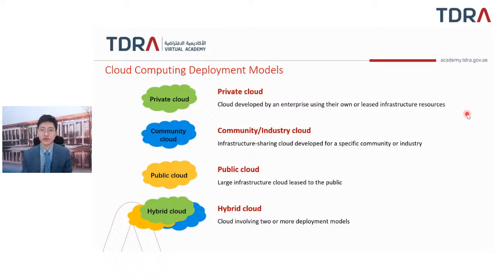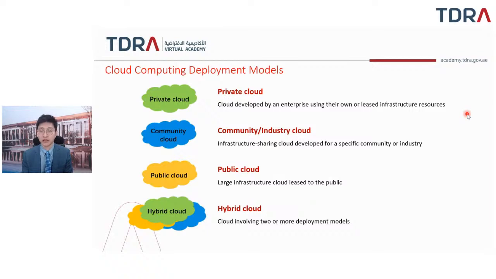There are also several different deployment models of cloud computing, because we have different requirements, and we can't use only one type of product to solve everyone's problem. So here we have 4 different deployment models. Let's take a look at them. The first type is private cloud. Private cloud is developed by an enterprise using their own or leased infrastructure resources.